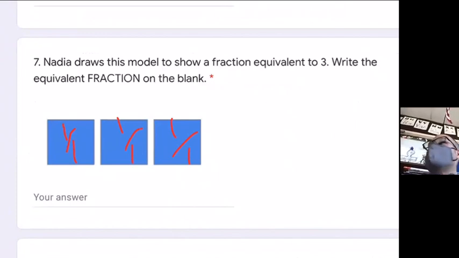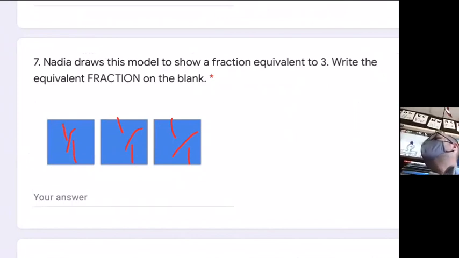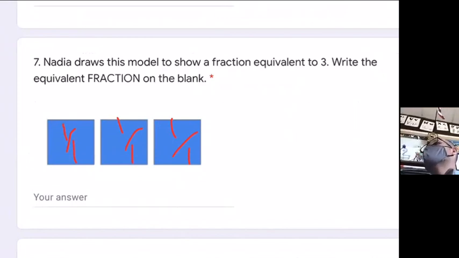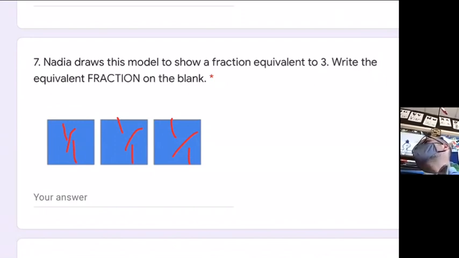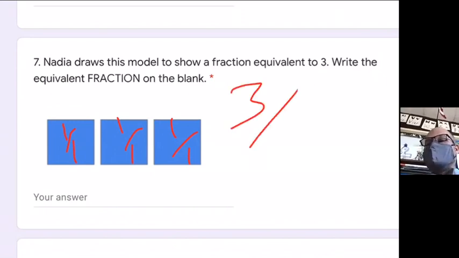Now, how can you write a fraction for all 3 of them? It's not going to be 1/3. It's actually going to be what? It's 3 over 1.